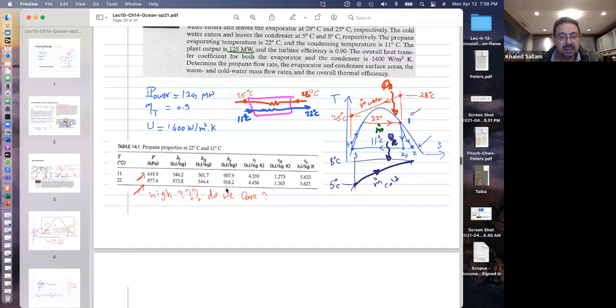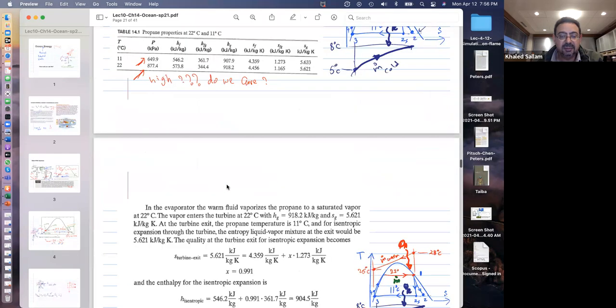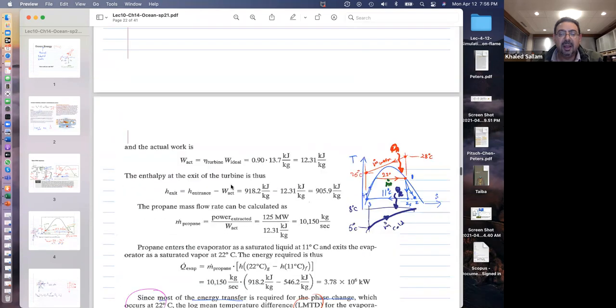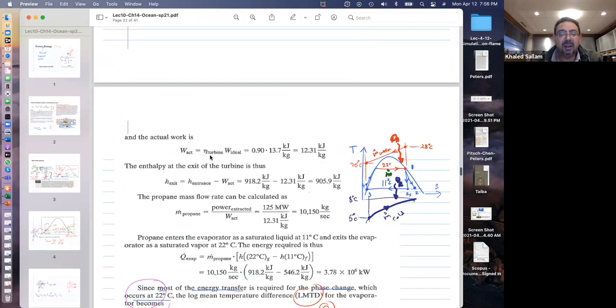918, right? 918, that's correct. Minus 904, which he just calculated. That's the work ideal. And then he multiplies by eta turbine, he calculates the work actual, which will be a little bit smaller. Okay.